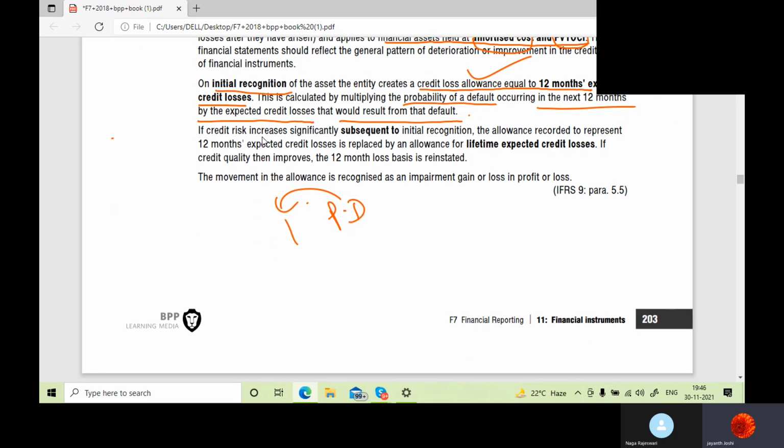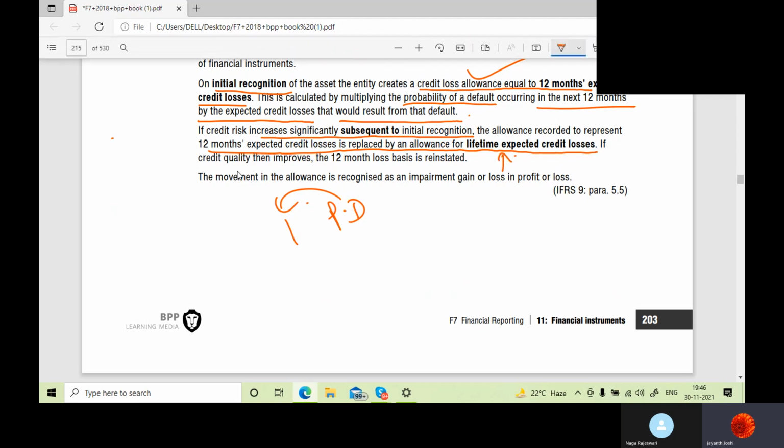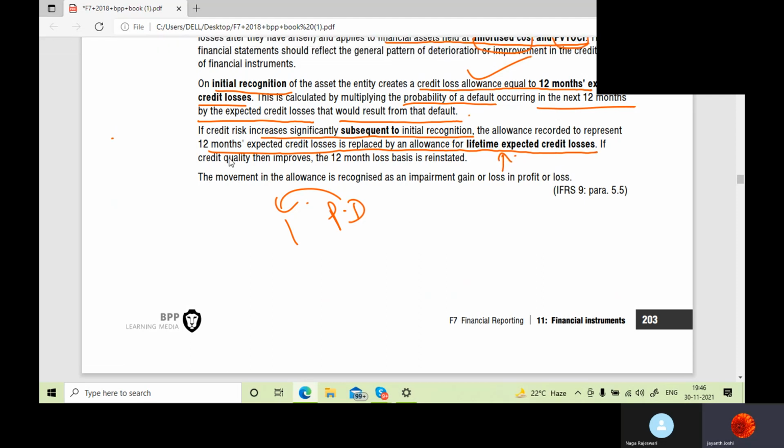So if credit risk increases significantly subsequent to initial recognition, the allowance recorded to represent 12 months expected credit losses is replaced by an allowance for lifetime expected credit losses. That means if you have created an allowance and you think that a higher amount of default can happen because of a higher credit risk, then you will be making a different account called lifetime expected credit loss. If credit quality improves, then this loss can be reinstated. Am I right? Yes, sir.